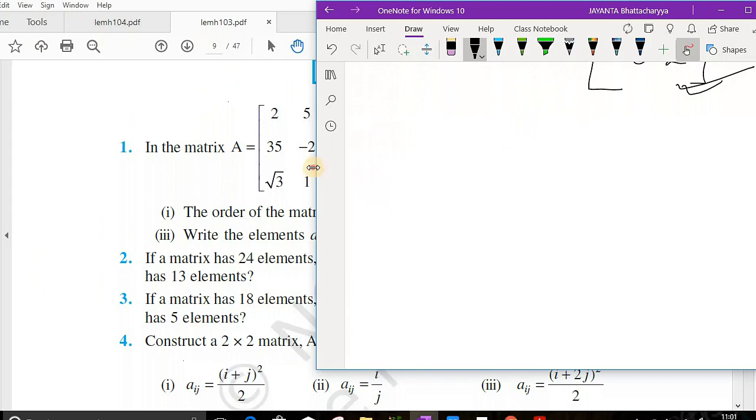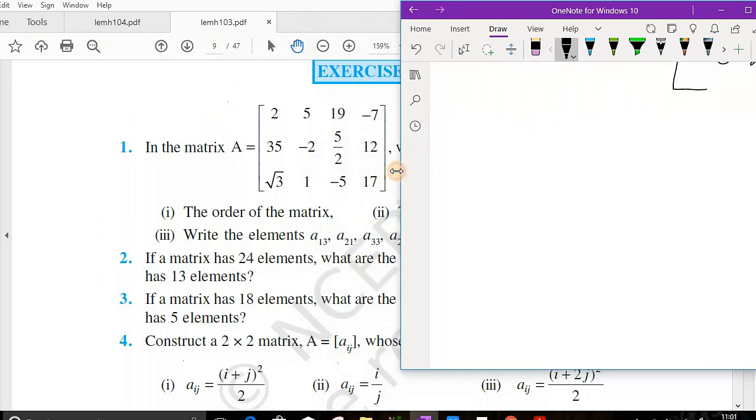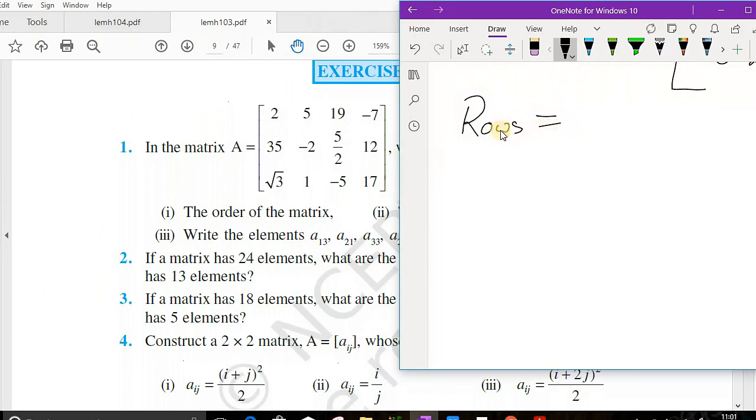Give order. Can you order? How many rows are there? Count the rows. Rows means horizontal lines. How many horizontal lines are there? This is 1, 2, 3, right? 3 rows are there. Okay.